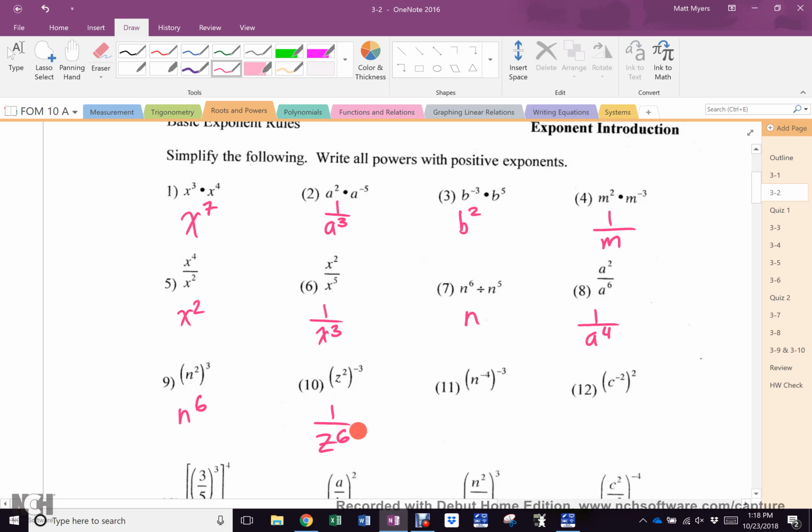1 over z to the 6, because we don't live in the United States. And we remember that the vast majority of the countries in the world call that letter Z. Only the Americans call it Z. Everyone else calls it Z. But of course, what the Americans say, we say.